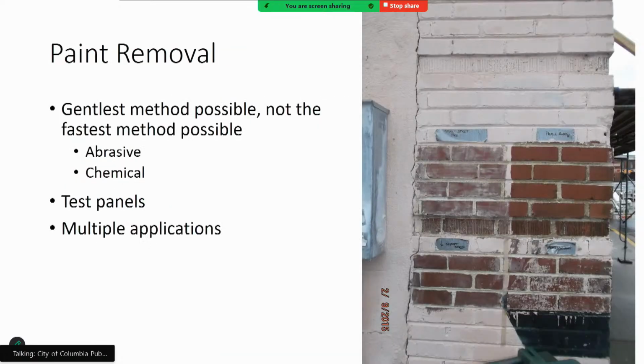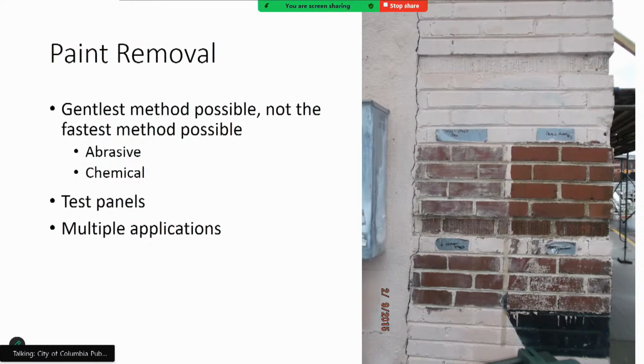So paint removal. It is possible. It is possible to remove paint from brick. It is not easy. It is time consuming. And the longer the paint has been on the brick, probably, not always, but it's going to be harder to get off. So if there's, you see things in preservation about graffiti on buildings, you can normally get that off pretty quickly, and once you notice it, you want that off. But the paint that's been sitting there for 20 years may be a little bit harder to get off.